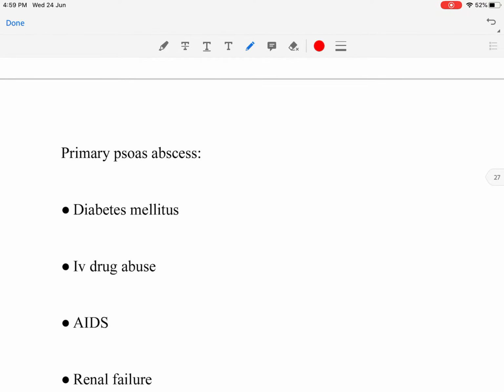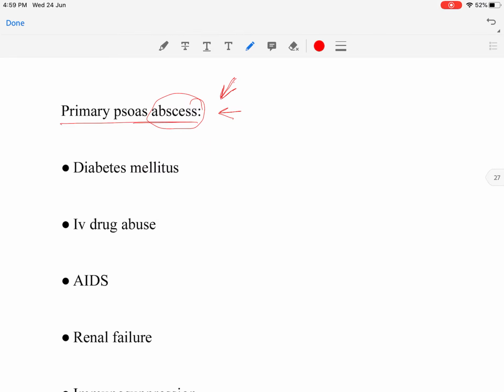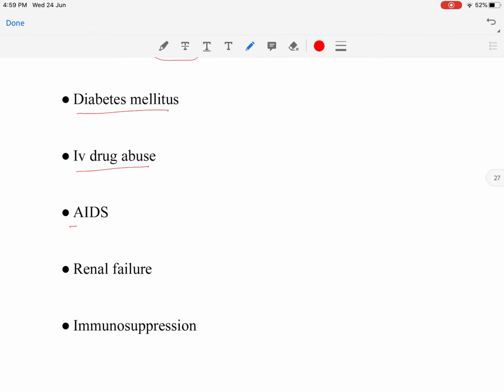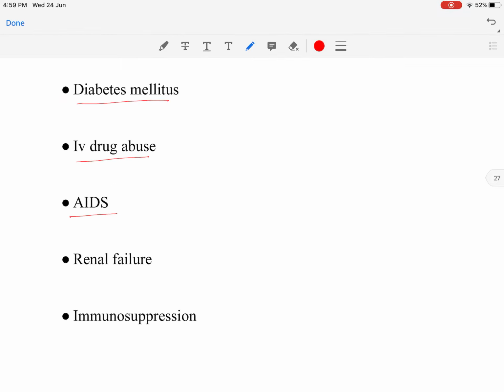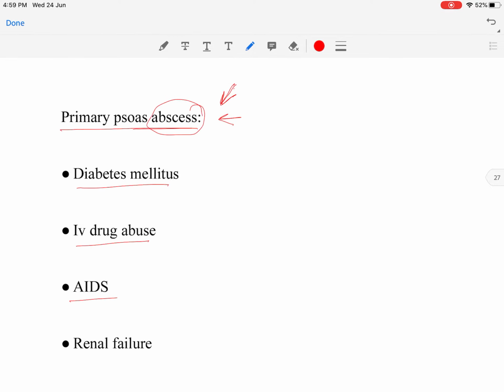So first is the primary psoas abscess, where the primary pathology is the abscess itself. It has not come from anywhere, it is not a referred abscess, it is a primary psoas abscess. So it can be seen in cases of the immunocompromised patient like diabetes mellitus, IV drug abuse, HIV patient, renal failure, and in general immunosuppression. So all these patients can present with a primary psoas abscess, where only the psoas abscess is present and there is no other pathology.